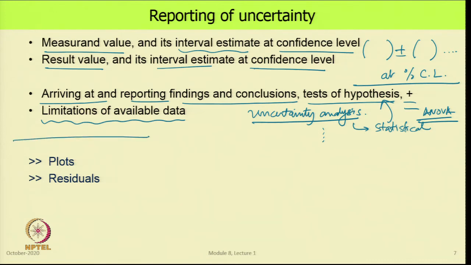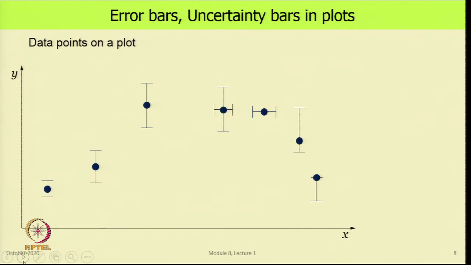Now, we will look at two issues. One is plots and residuals, and all of this in the context of uncertainty. So, these were the ways in which you put uncertainty in as numbers in a text. Now, let us see what happens in graphs. So, the way we represent uncertainty in a graph is by showing what would be called error bars or uncertainty bars or uncertainty limits.